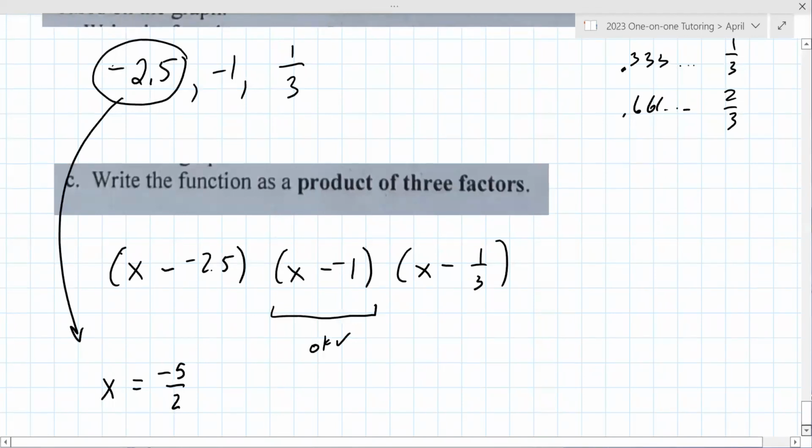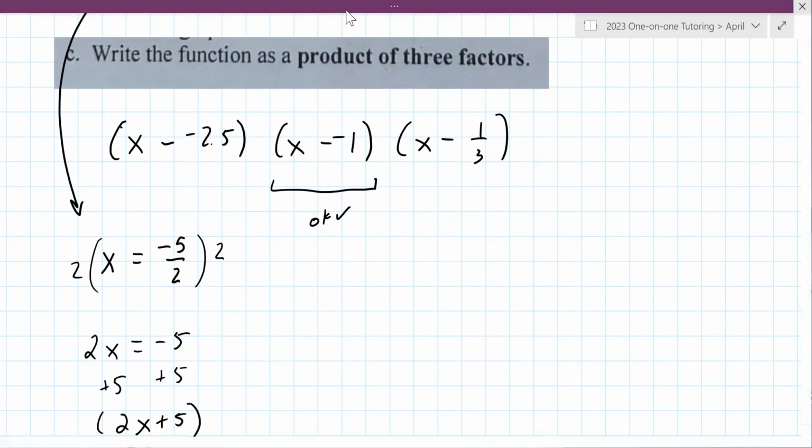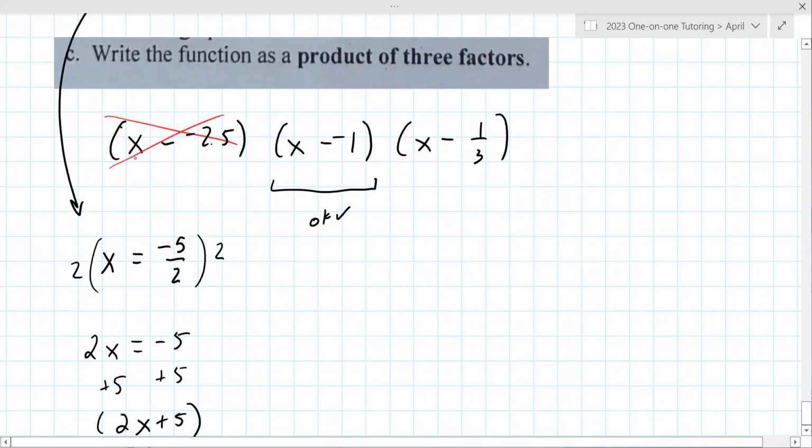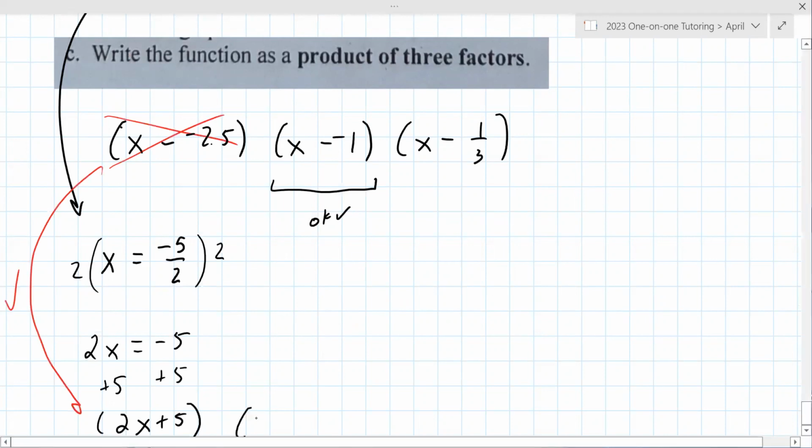And then you clear the fraction. So you multiply both sides by 2. 2x equals -5. Then you add 5 to both sides to get 2x plus 5. So fortunately, this is not okay. This is good. That's what they want. The middle one is okay. That's x plus 1. 2 negatives become a positive.